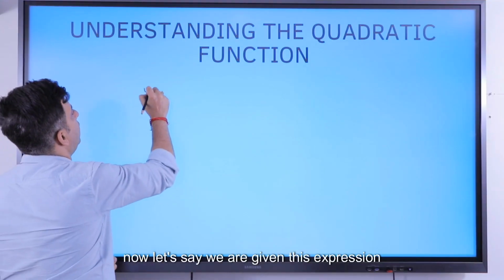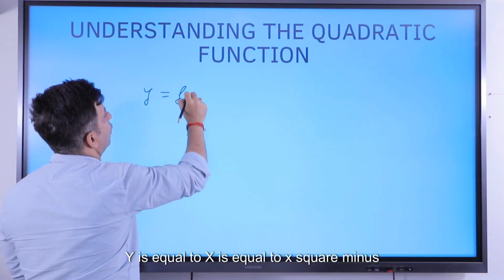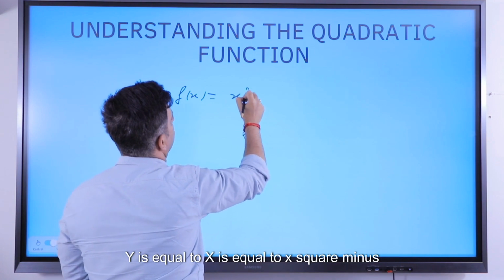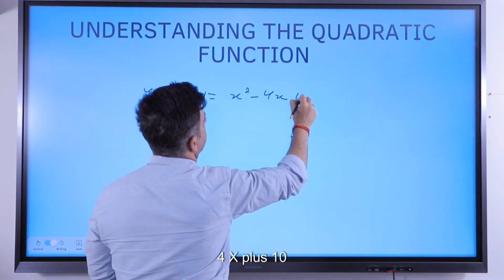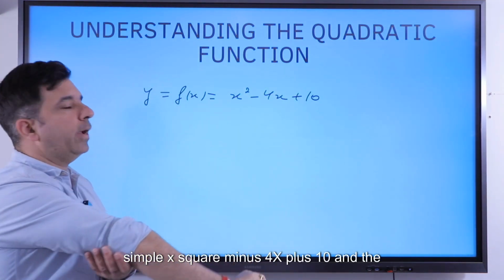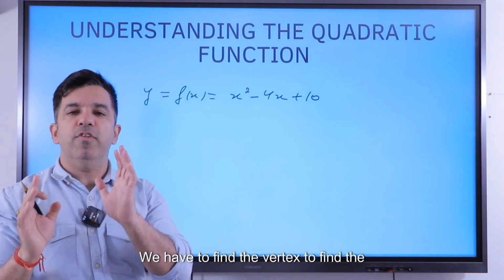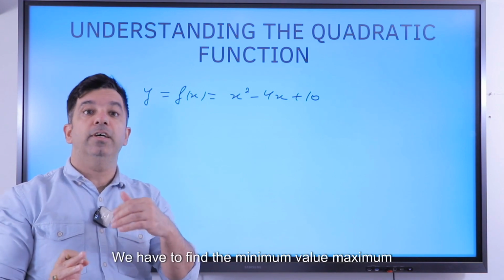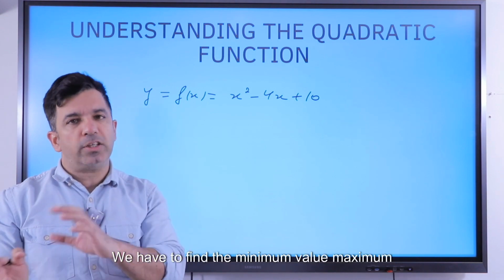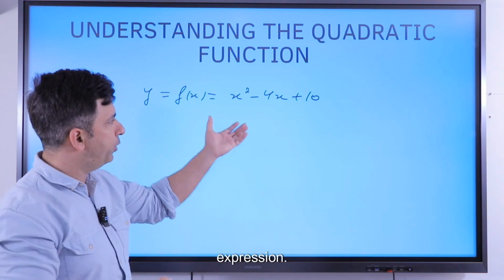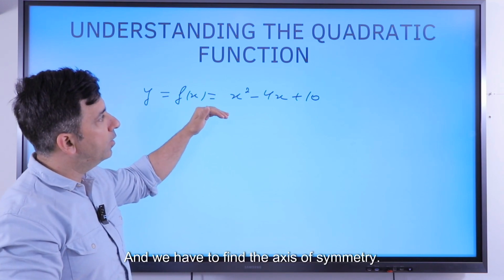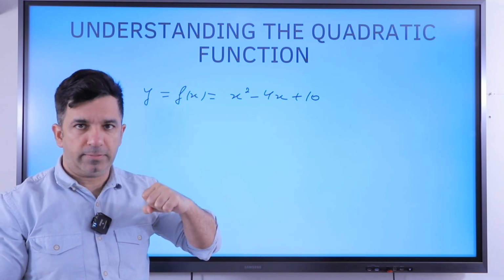Now let's say we are given this expression y = f(x) = x² - 4x + 10. Simple: x² - 4x + 10. And the task is exactly the same. We have to find the vertex. We have to find the minimum value or maximum value of the expression. And we have to find the axis of symmetry.